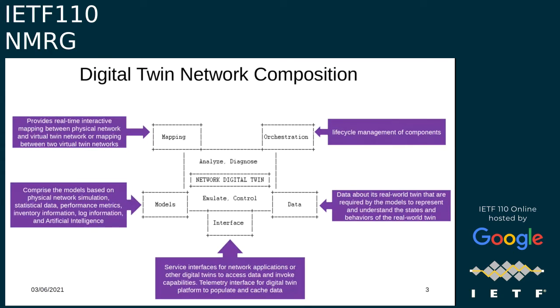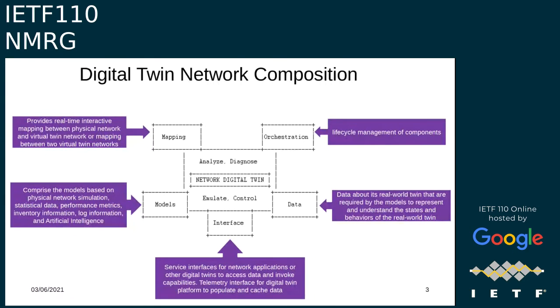Okay. Yeah, we can start from this one. For digital twin network composition, we identify 5 key elements. Number one, interface. We identify 2 types of interface. One is a service interface, which is used between the application and the digital twin network platform, and which can be used to access the data, build the application and invoke the capability. The second is the telemetry interface, defined between the digital twin platform and the physical network, which can be used to populate and catch the data for further data processing.